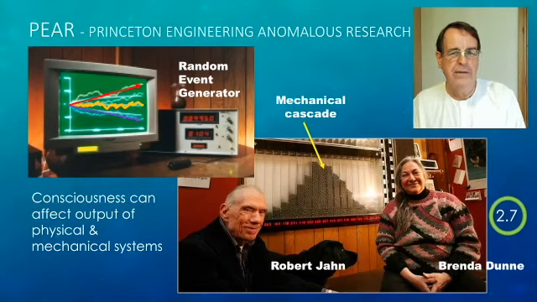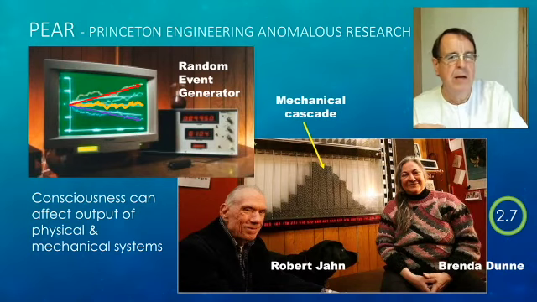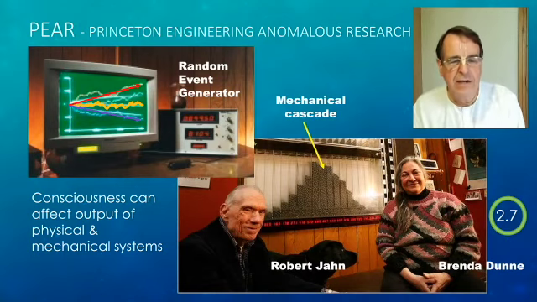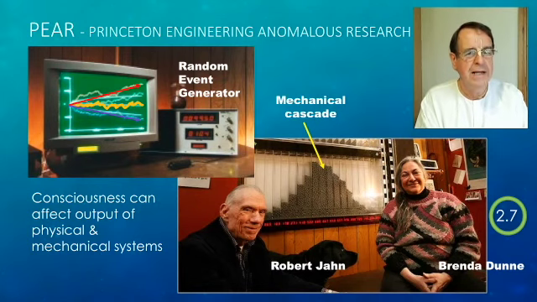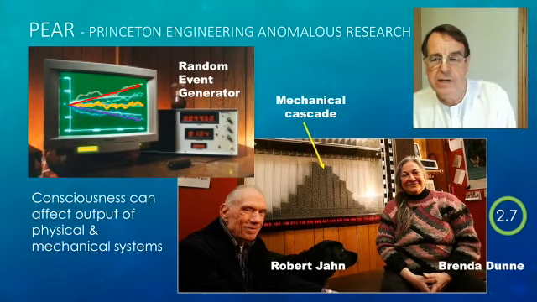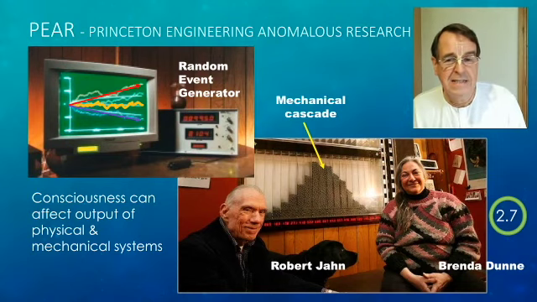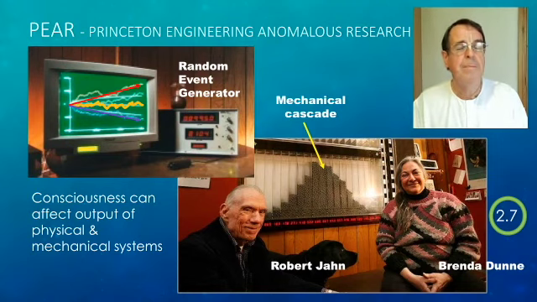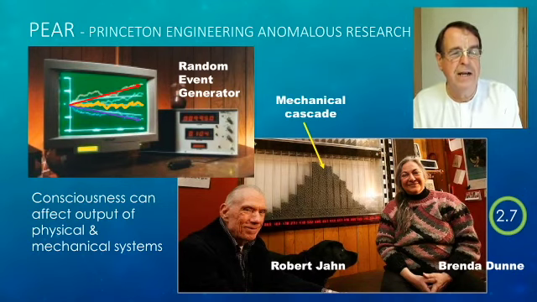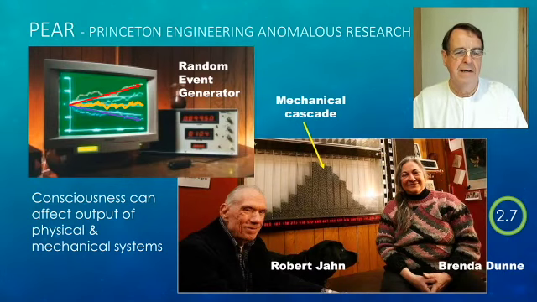And we gave some examples, and all I can do is refer you to Talk 2.7, when we talked about the evidence produced by Princeton Engineering Anomalies Research. The engineering department did a 27-year study of how consciousness and intention affect the output of quantum-based random event generators, and also a mechanical cascade, showing that consciousness not only affects quantum activity, but also affects Newtonian-type physics. That's a fascinating study, worth showing.